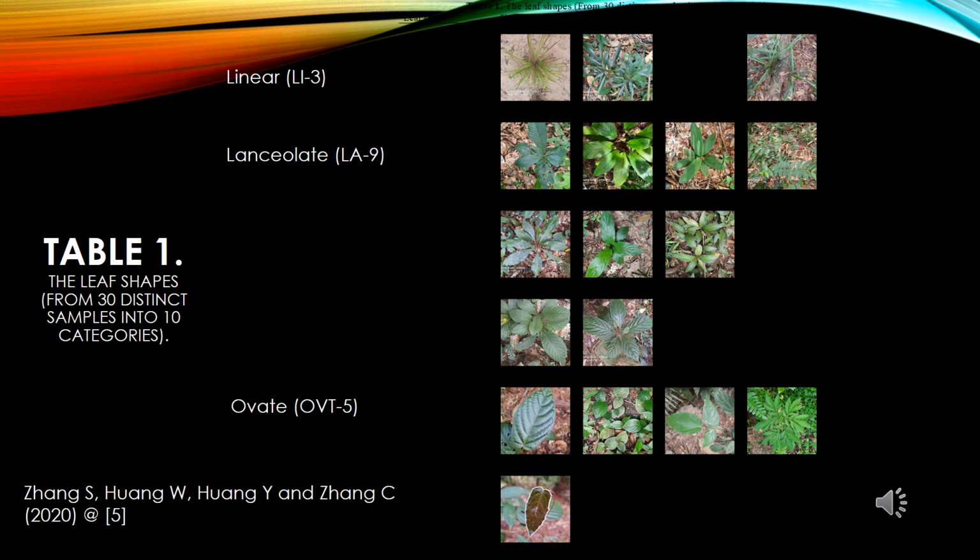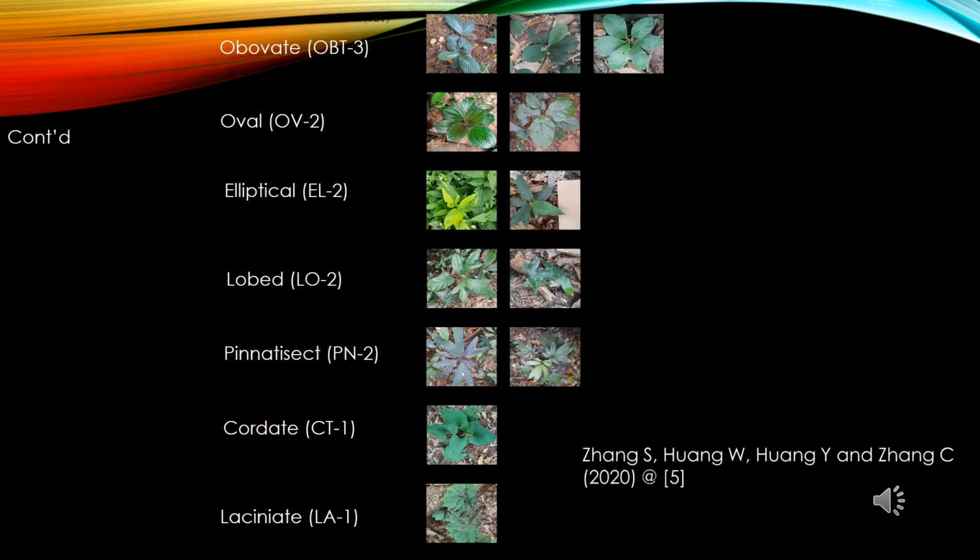These are the pictures of the 30 samples classified into 3 categorical leaf shapes, which are linear, lanceolate, and ovate. These are the pictures of the samples classified into another 7 categorical leaf shapes, which are obovate, oval, elliptical, lobed, pinnatisect, cordate, and laciniate.